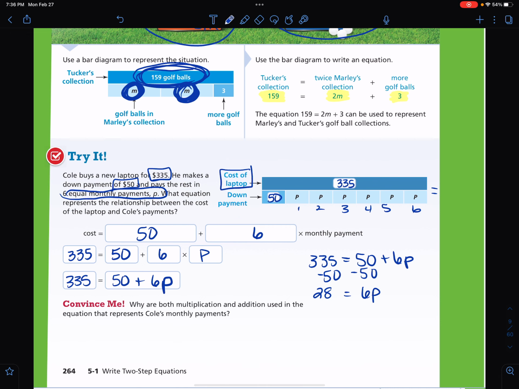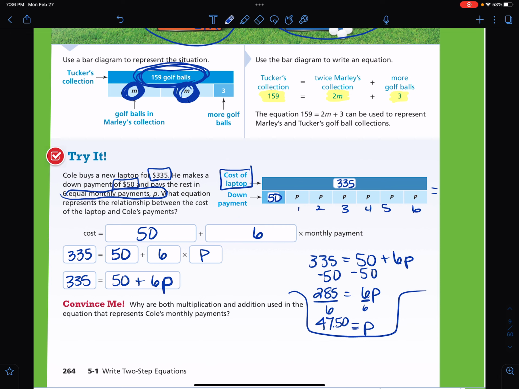285. Okay, now we have to move the 6 over. We're going to do that by dividing both sides by 6. So let's see if it comes out equal. 285 divided by 6. It doesn't. $47.50 is what his payments are. So I'm showing you that so that you can see that you could figure it out if you wanted to. But you may not have done that yet. I did 6 minus 2 instead of 6 minus 1 first.